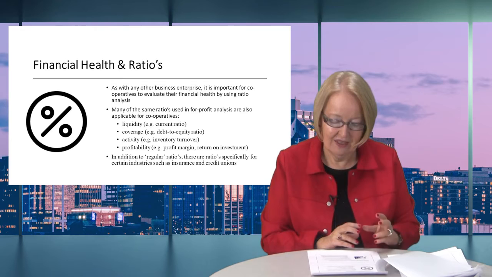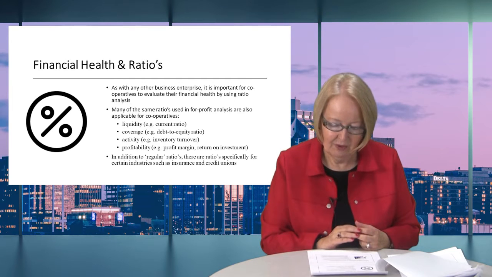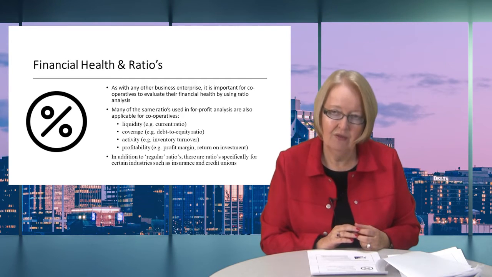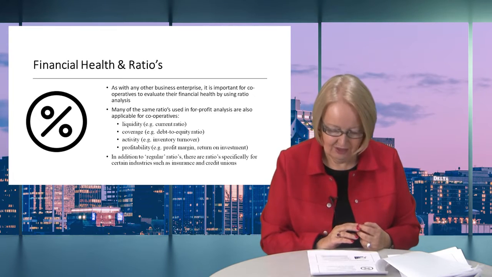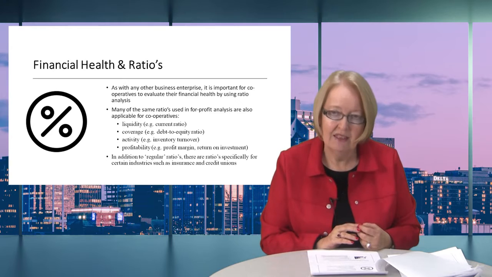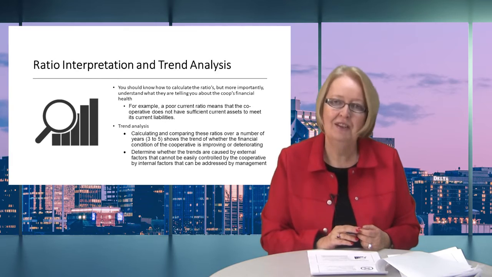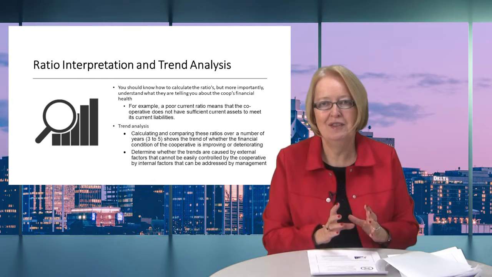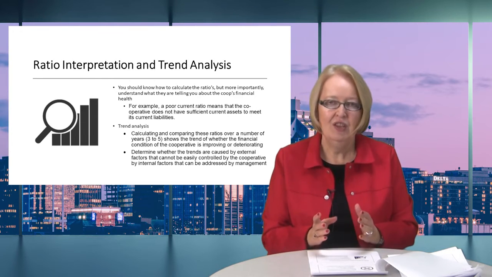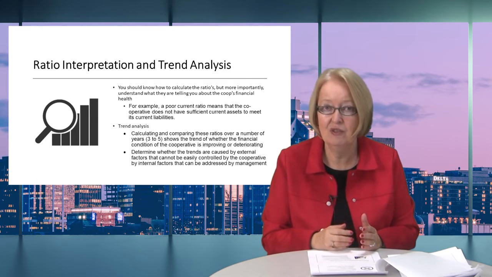So in addition to these standard regular ratios, there are also some ratios that are industry specific. For example, you do have certain ratios that apply to the insurance sector and to credit unions and banks. So it's not enough just to calculate the ratios. Anybody can plug numbers into a formula and out pops the answer. You really have to understand what the ratios are telling you. So how do you interpret them?